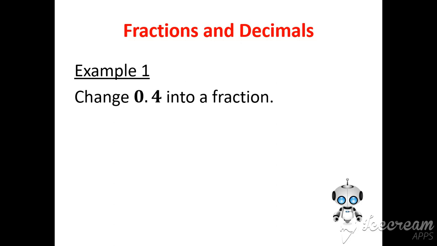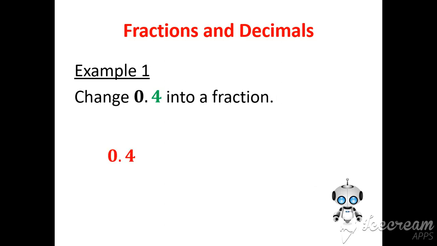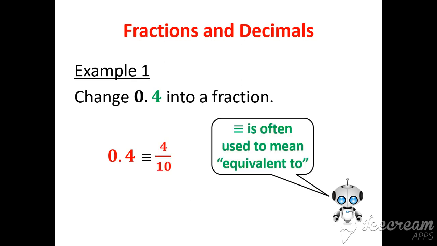Okay, let's get into example 1. How will we change 0.4 into a fraction? Well, the 4 represents a tenth. So we have 4 tenths. So if we know we've got 4 tenths, 0.4 is the same as 4 over 10, 4 tenths. Remember, the three-lined equals sign is often used to mean equivalent to. So this means 0.4 is equivalent to the fraction 4 tenths. The same as.